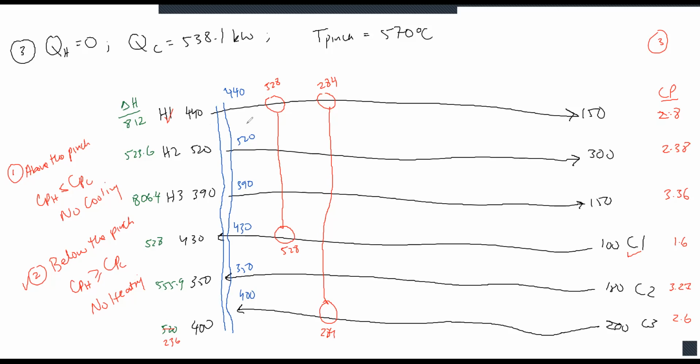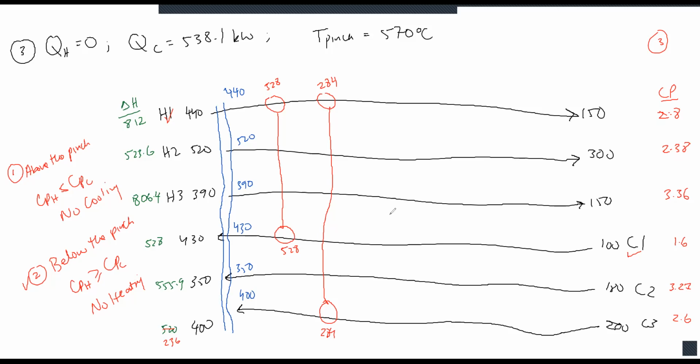Okay, so H1 is done. Let's have a look at H2. H2 has a CP of 2.38. And let's see, H2 with C1. C1 is done, so I can't connect H2 with C2. I can't make this connection. 2.38 is smaller. H2 with C3, I also can't make this connection because C3 is larger, right? So 2.38 is smaller than 2.6. So there are no matches for H2 now. Let's just leave it for later.